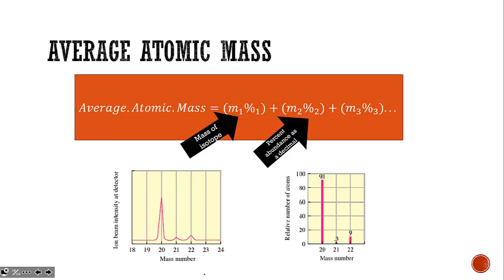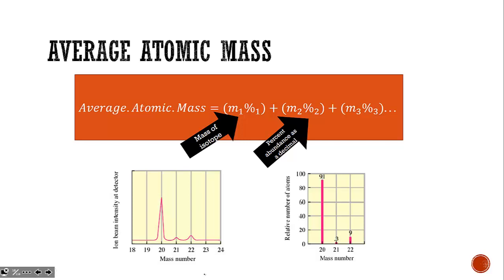Not all masses are weighted the same. They're weighted based on their percent abundance. Within a sample, what percentage of that sample is one isotope versus what percentage of that sample is a different isotope. So we will take the percent abundance of one mass and multiply by the mass of that isotope. And then we add to it the mass of the second isotope times its percent abundance. That percent abundance weights the average.